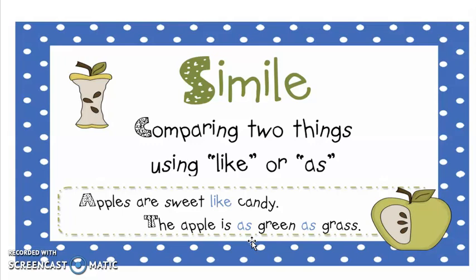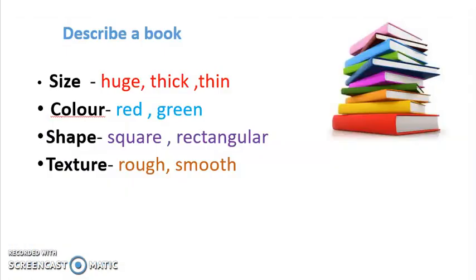Remember, when you are writing your own simile, you need to compare objects which have the same quality. So I will be teaching you today how to do so. Let's take a look. For example, if I ask you to describe any object, it could be a book or it could be an animal. Over here, I have just taken an example of a book. So first, you need to think how you can describe it.